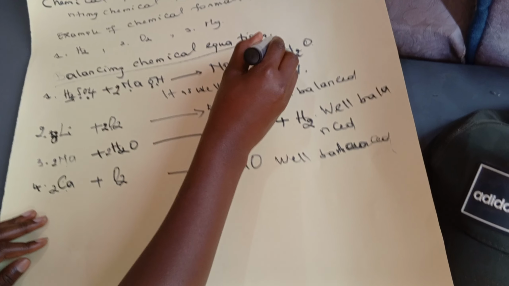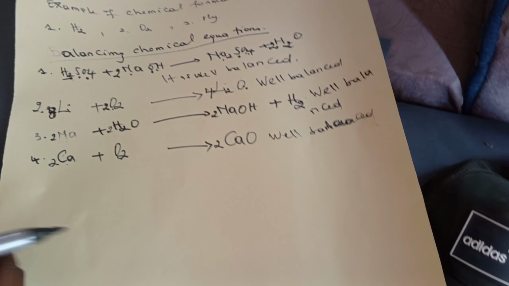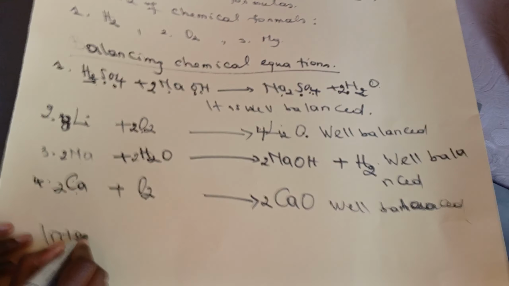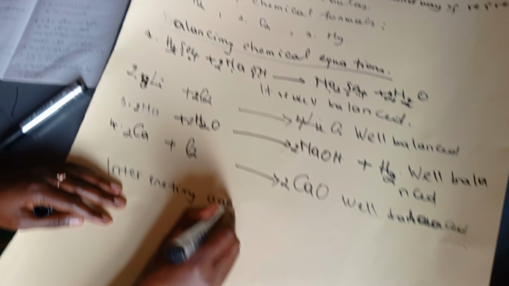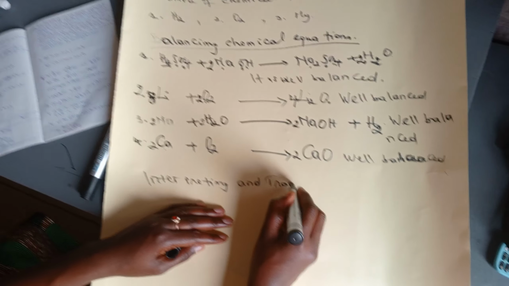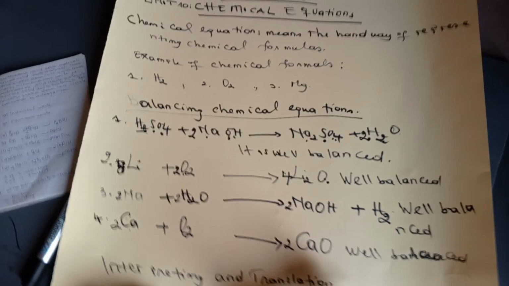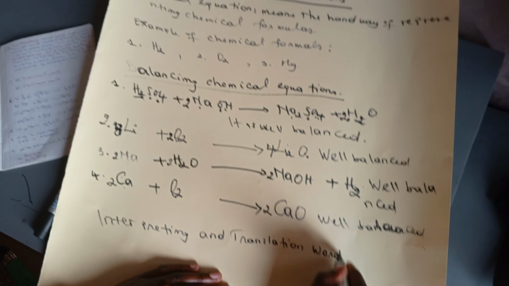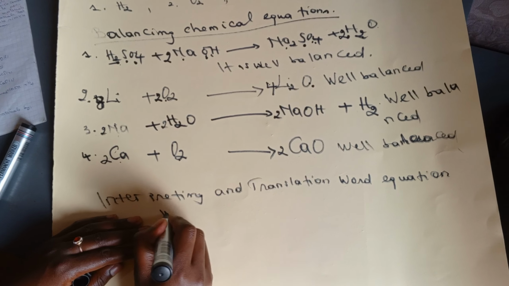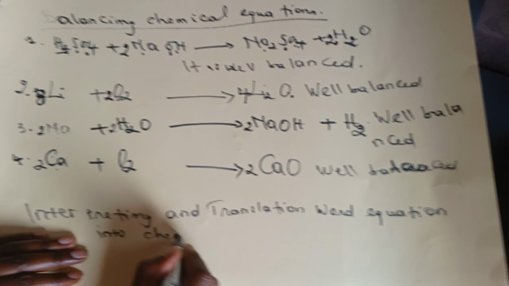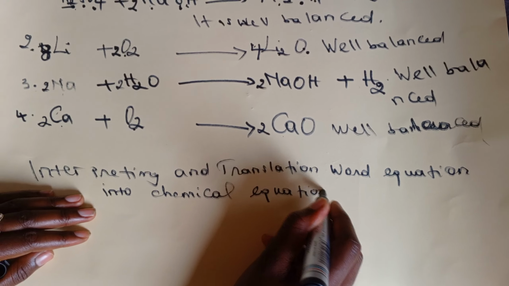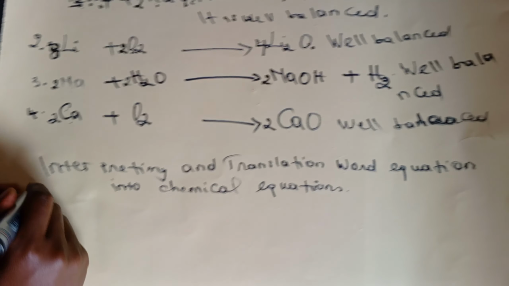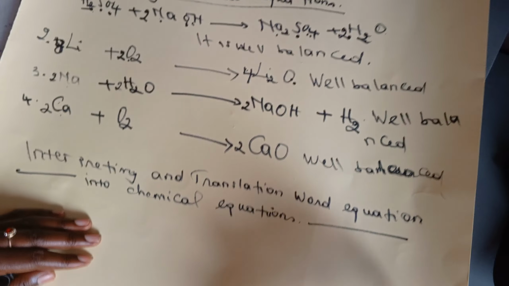During chemical equations, we also deal with how to change, interpreting and translating a word equation into a chemical equation. We can change from a word equation into a chemical equation.